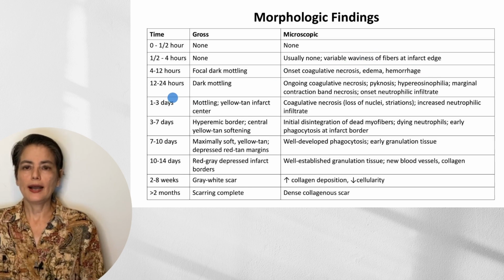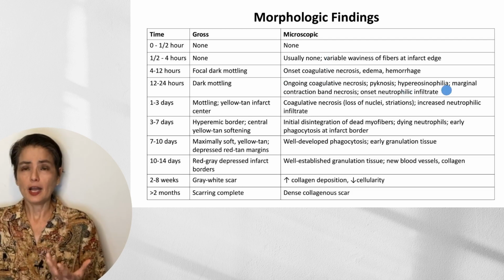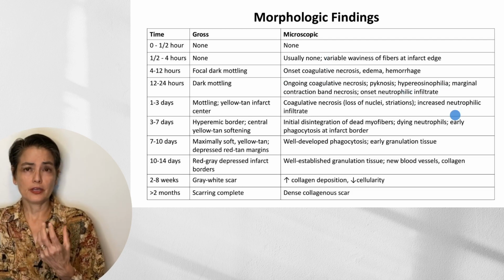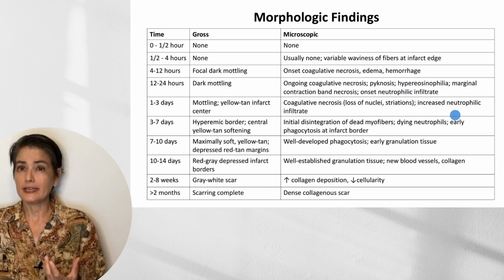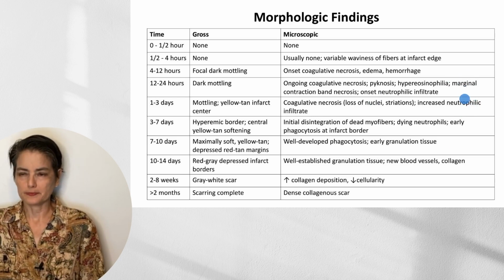At 12 hours to a day, we'll have dark mottling of this area, ongoing coagulative necrosis, which is going to include pyknosis, so darkening of our nuclei, and hypereosinophilia due to the increased avidity of these denatured proteins for our eosin. We're going to get the neutrophils beginning to move in because that's their response to necrosis.